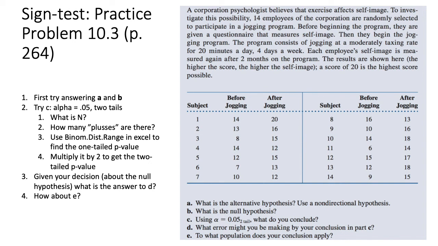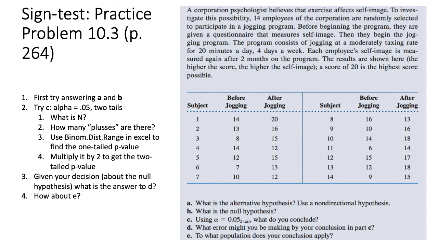There's 14 people, okay? So to fit this all on one page, this is participant 1's before and after, participant 2's before and after, so on and so forth, okay? So what you're going to do is count a plus. The first thing we've got to do is count how many pluses there are. How many successes out of these 14 subjects can we term a success? That's what we want to count up. So a success for this problem, or a plus, is someone that had a higher self-image after jogging.